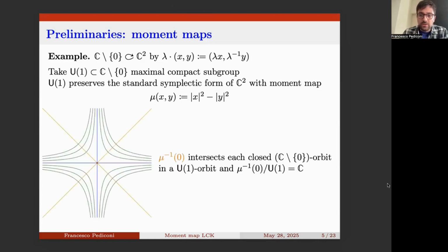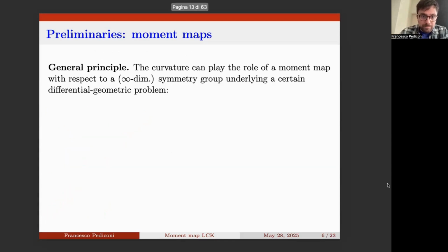So now, if you take the zero-level set of this moment map, you can immediately see that this set intersects each closed C minus 0 orbit in a U1 orbit. And if you take the quotient of the zero-level set by the action of U1, you get C, which is precisely the good quotient that you expected. So this is a very important tool in symplectic geometry.